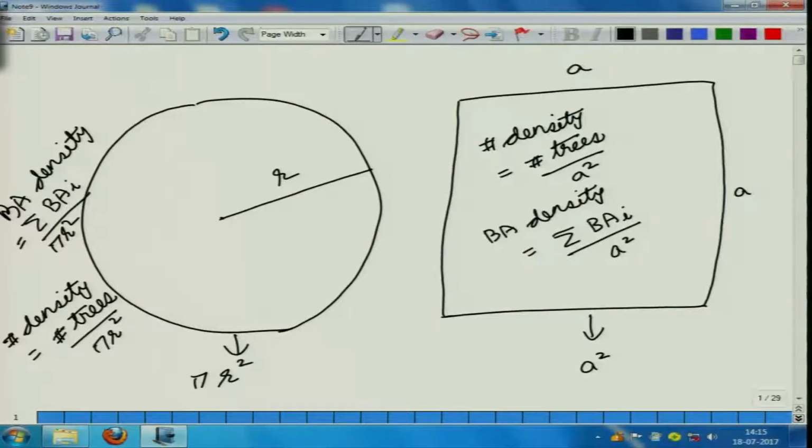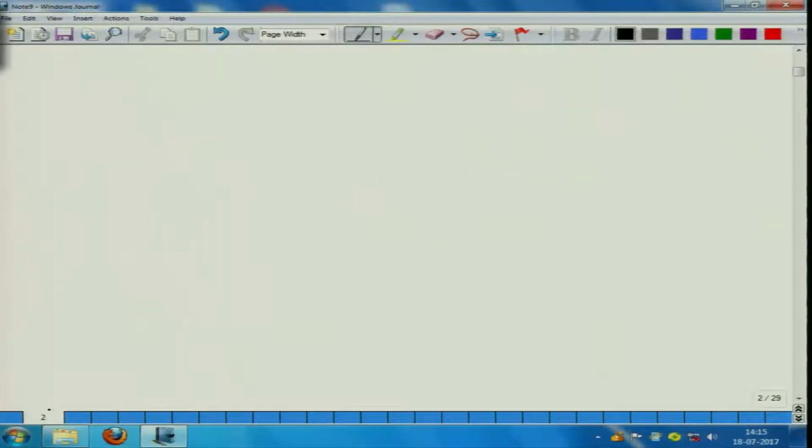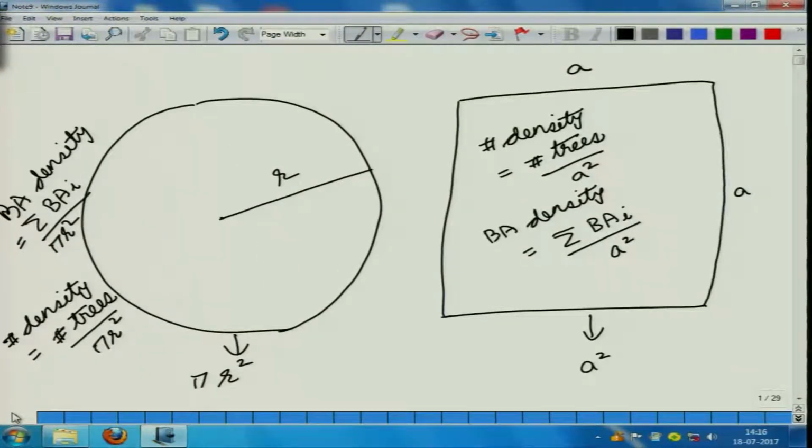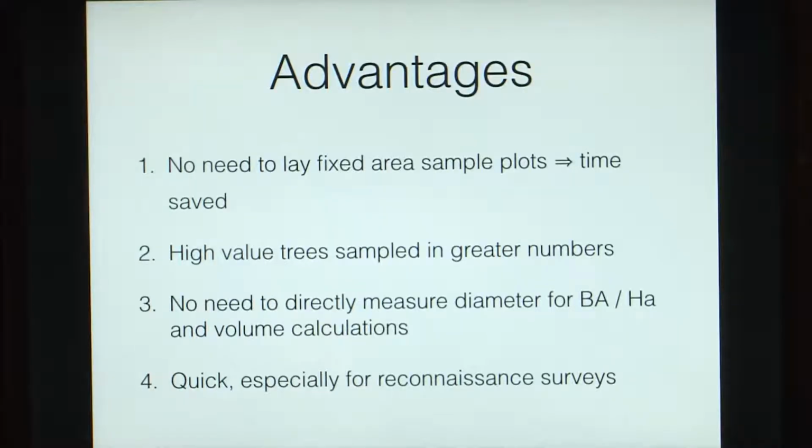Now, these are two standard ways of taking your fixed area sample plots, but you could also take any other area. You could take it in the form of a rectangle, or a triangle, and so on. However, a circular sample plot and a square sample plot are traditionally the most common. Now, coming back to the slides, what are the other advantages of point sampling?